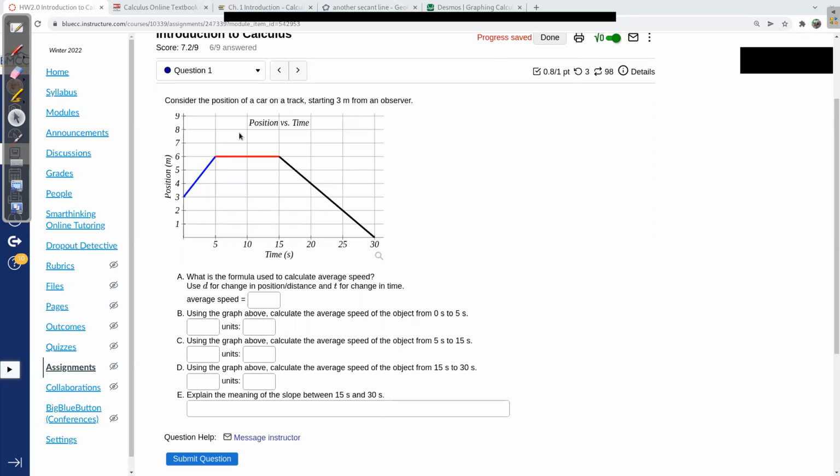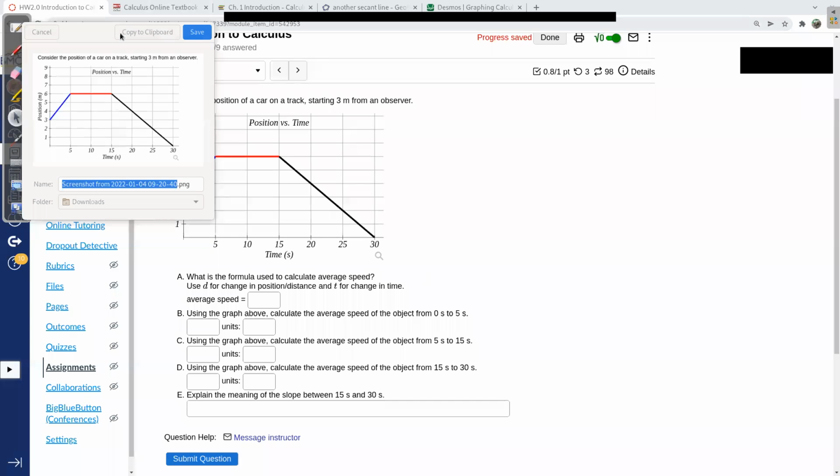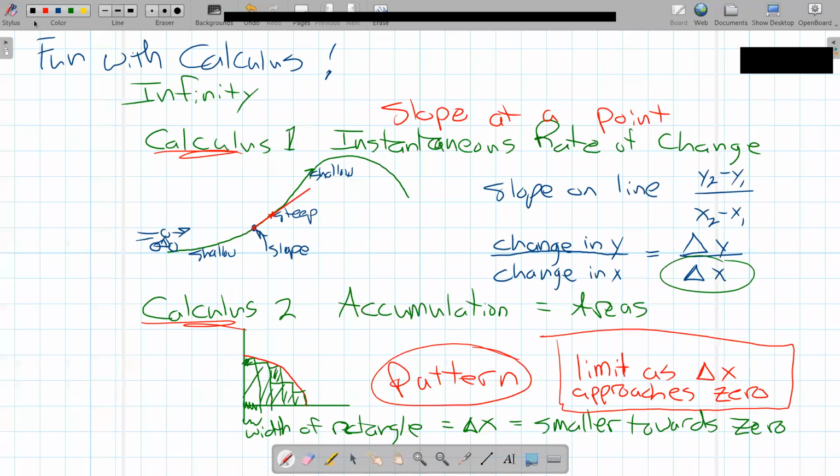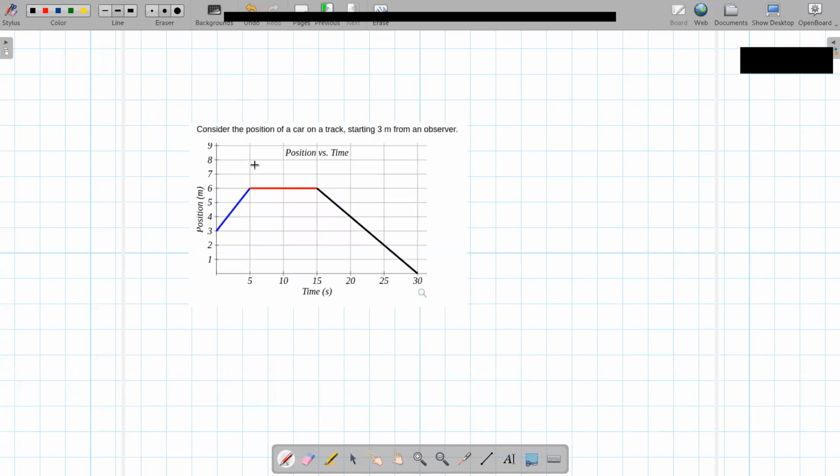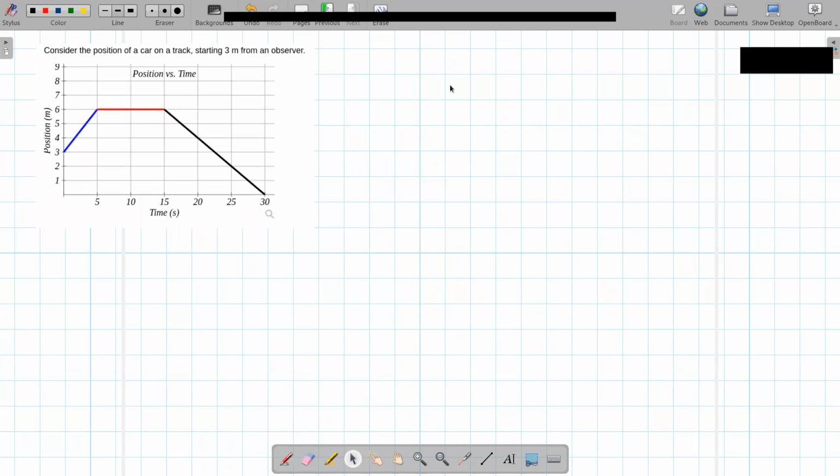So there's a car sitting on a flat track and it is moving on the track, and it can move to the right or it can move to the left, say. And then we're measuring how far it is from an observer. So I'm just going to sketch this out. Get a screenshot to scribble on. So there's the graph of the situation, and then there's the actual situation.